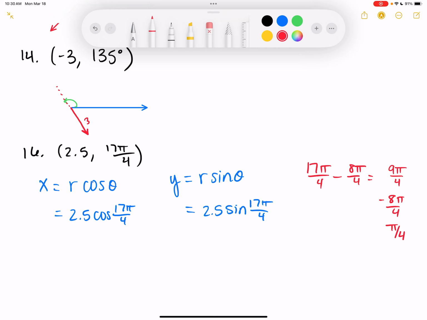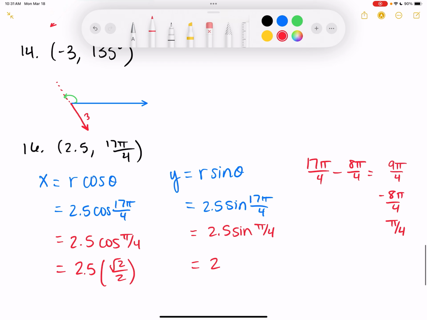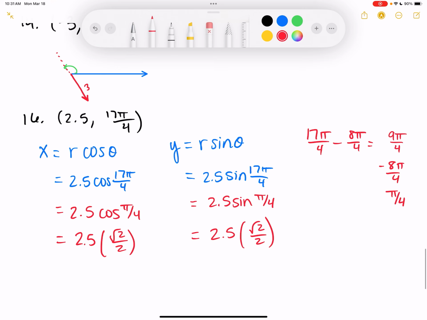So I'm going to rewrite this as 2.5 cosine of pi over 4 just for the sake of looking at it, because obviously it's the same thing. What's the cosine of pi over 4? Now, since we have this 2.5 here, probably a good time to get out your calculator, but I would just do 2.5 times root 2 over 2. But if you want to type it in as cosine of pi over 4, that's fine. And then 2.5 times root 2 over 2 again, which those are going to be the same, so that works out nicely.